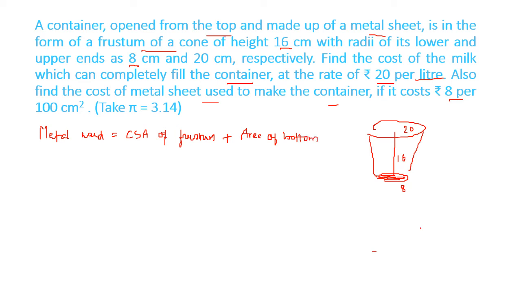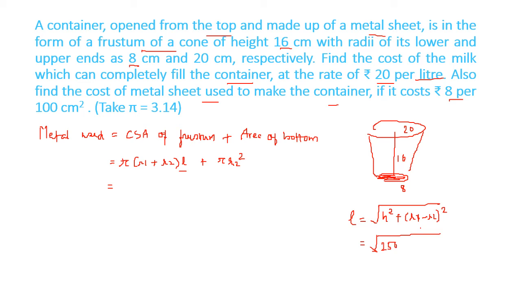This you have to find out. What is the formula of CSA of a frustum? Pi (R1 plus R2) into L, plus the area of the bottom, which is pi R2 square. How do we find out L? Remember the formula, L is equal to under root h square plus (R1 minus R2) the whole square. What is the h? h is given, 16.